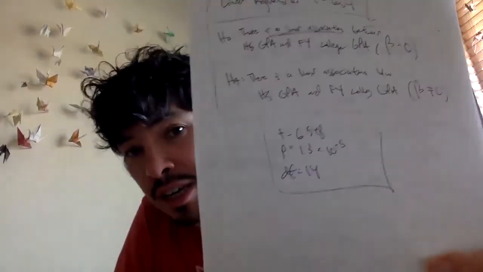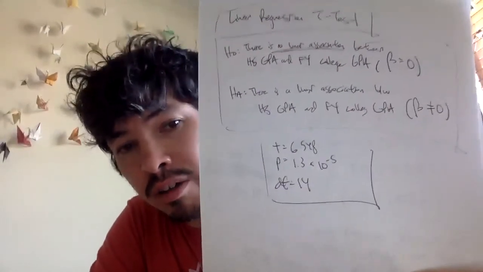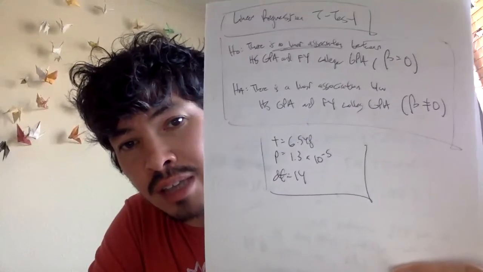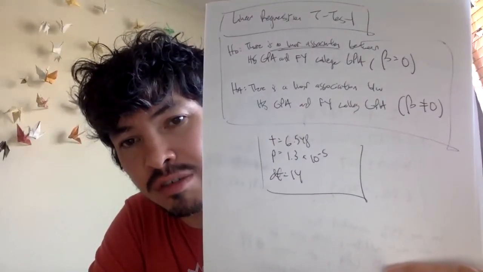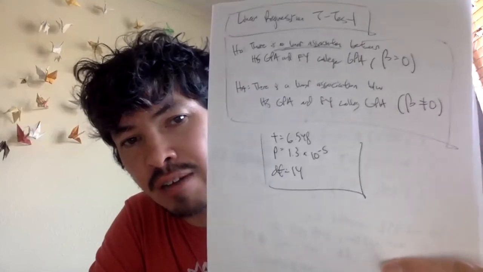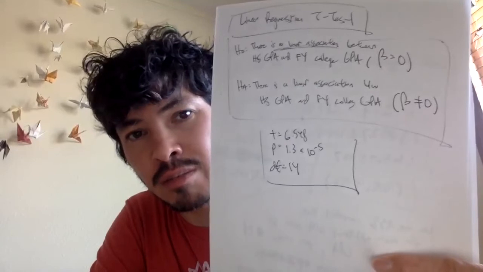That's what they would have wanted on the AP test, right? And that was from our calculator, but you guys can see in the actual problem, all that information. That 6.55, that probability less than 0.0001, that's all in the printout also on that slope row. And then the degrees of freedom.